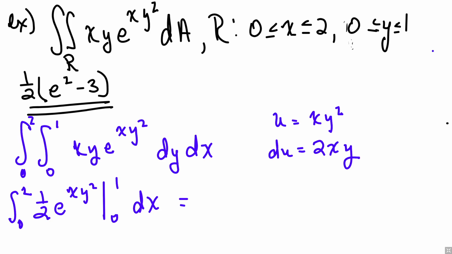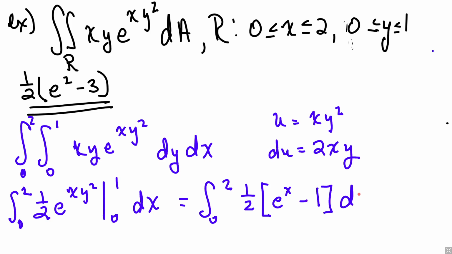So if I evaluate this, it becomes the integral from 0 to 2. At 1, I'm just going to have e to the x. At 0, I'm going to have 1, in dx.